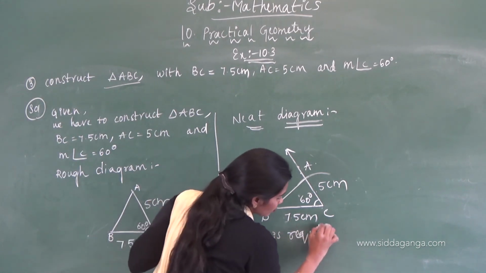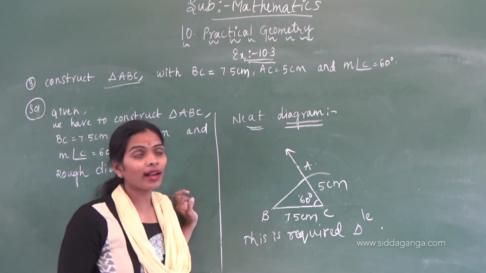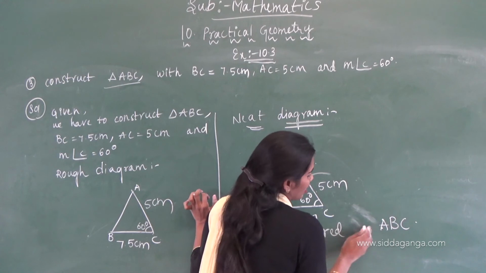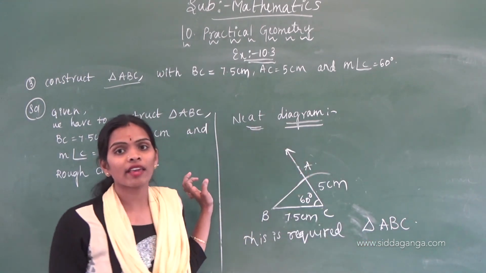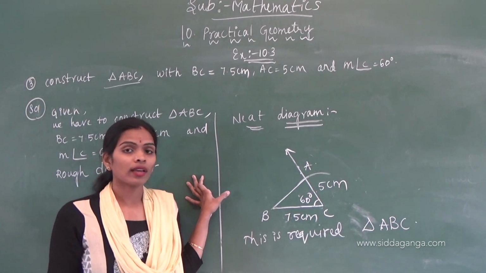Okay, the point of intersection of these two is A, and this is the required triangle ABC with given measurements. Hope you understand, children. Thank you.